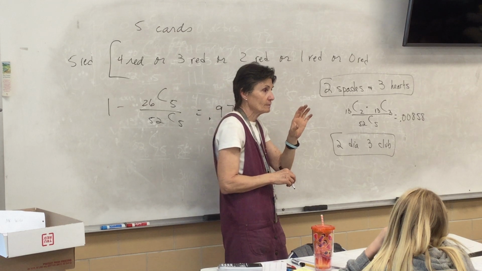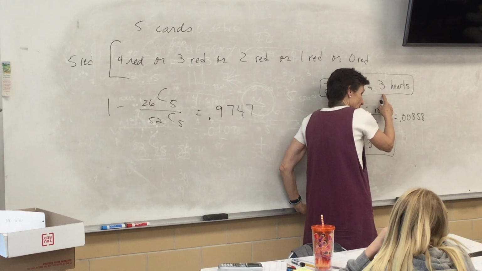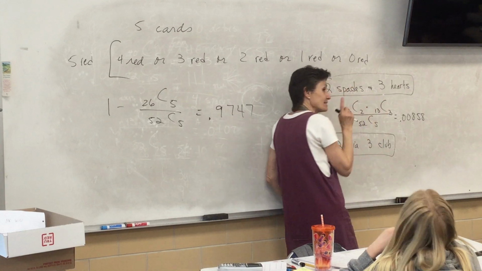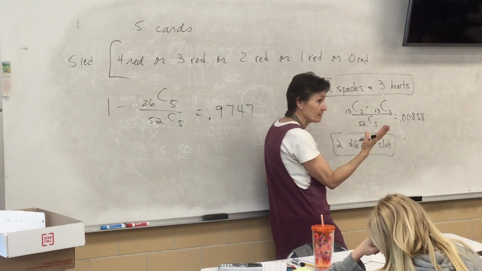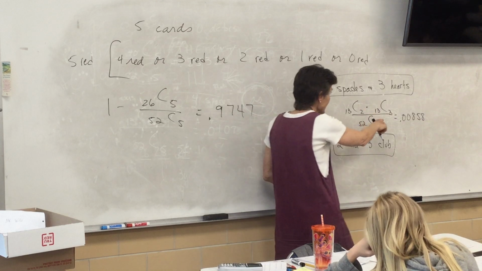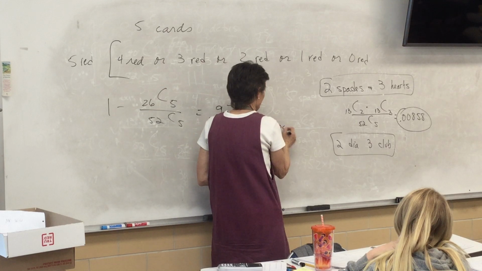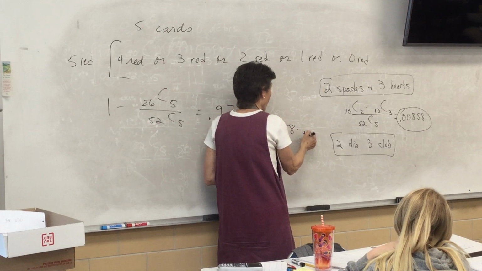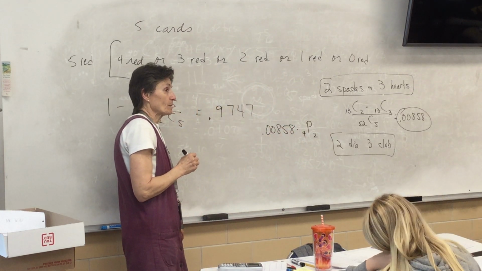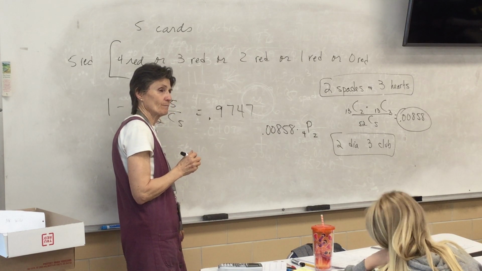Be really careful. Because I am picking a different number of cards, order matters. Because 2 spades, 3 hearts is a different hand than 2 hearts, 3 spades. So I'm gonna take this answer right here and I am going to multiply it by 4P2, whatever 4P2 is. Now, for some of you, what is 4P2?